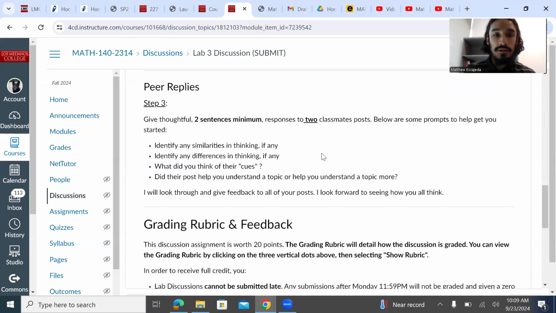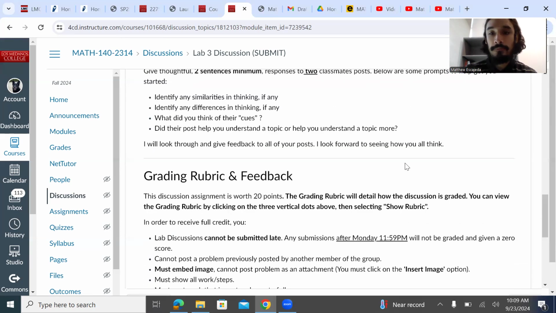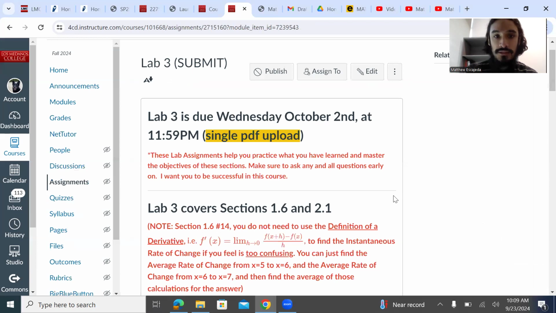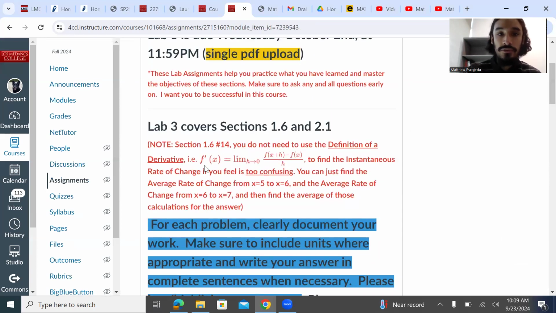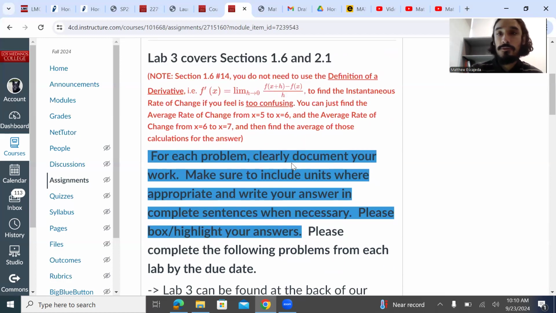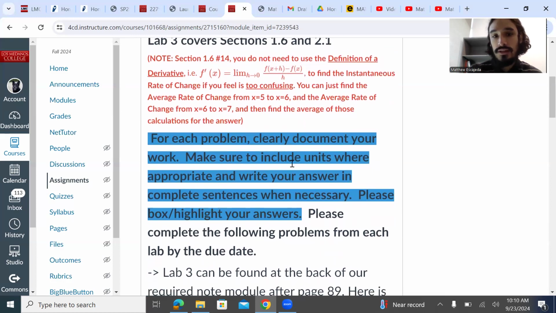One thing I want to say is I have a note here for 1.6 number 14. You don't have to use the whole definition of derivative. You can use average rate of change. We'll see a couple of examples like that. But first the lab 3 discussion, and then lab 3 is due next Wednesday. Another note here: you don't need to use the definition of a derivative, which we will learn in 1.6, to find the instantaneous rate of change. If it's too confusing, you can just find the average rate of change from 5 to 6, then 6 to 7, and then average those two out. There's an example like this in the self-check and in the 1.6 notes in case you're not sure how to do it.